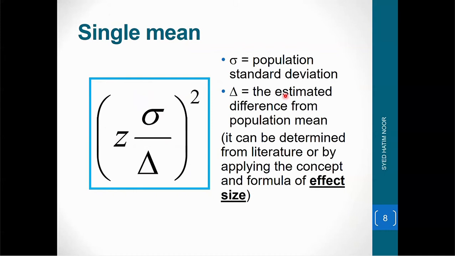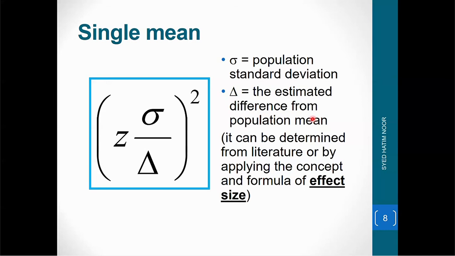The estimated difference from the population mean. This one can be determined from the literature. This is estimated, which means you don't take it directly from the literature. What does it mean? For example, you are going to determine the mean radiation. You found the mean inside the literature, so you estimate the difference of the mean from the literature and from your study.